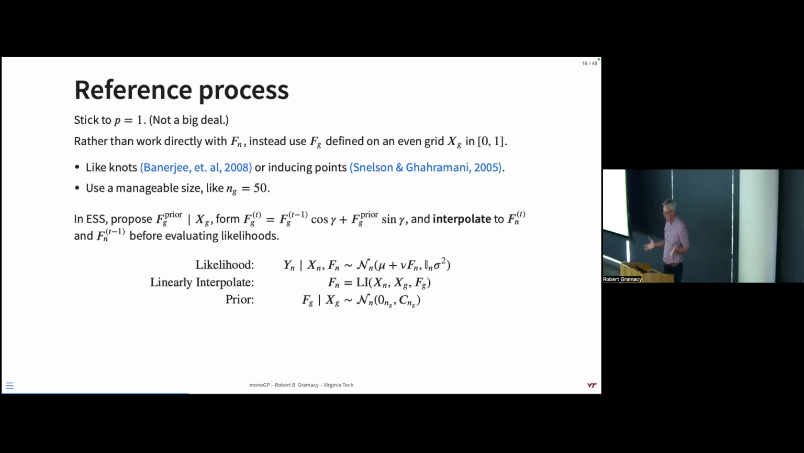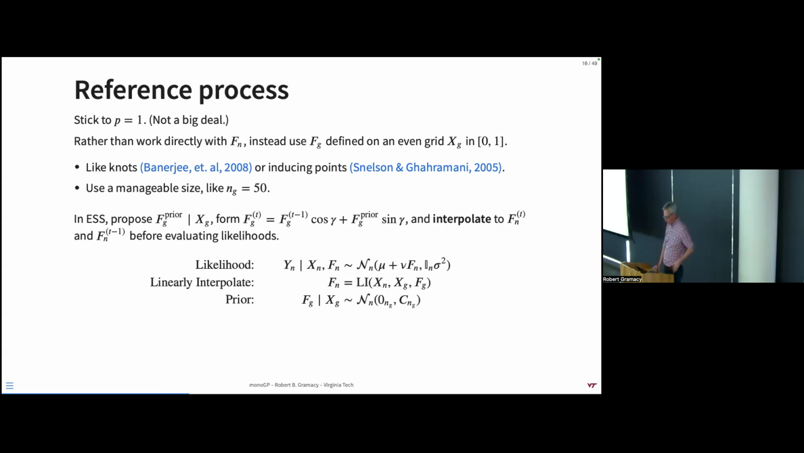The idea of setting up this process is similar to the way Sudipto talks about knots in Gaussian process regression, or as part of what's known as a predictive process, or inducing points, which is a really popular way in the machine learning community to create a low rank covariance structure. But it's neither of those two things. My grids in this talk will almost exclusively have 50 points in them between 0 and 1.